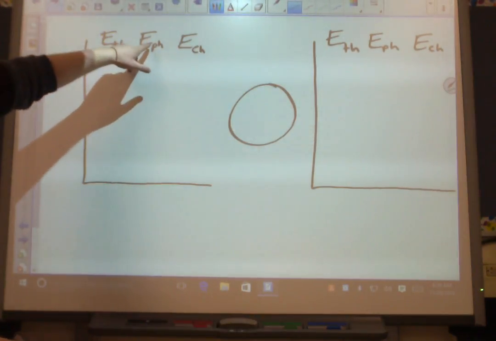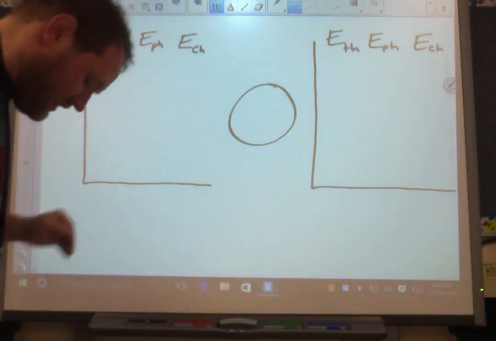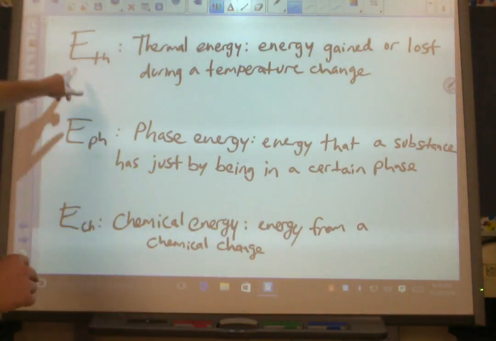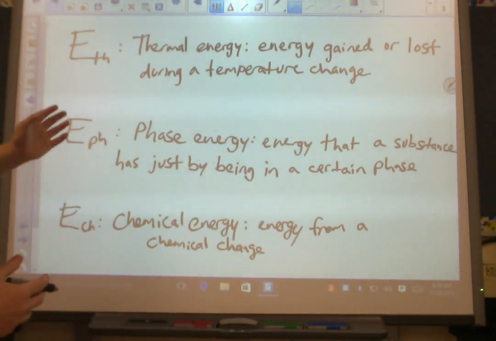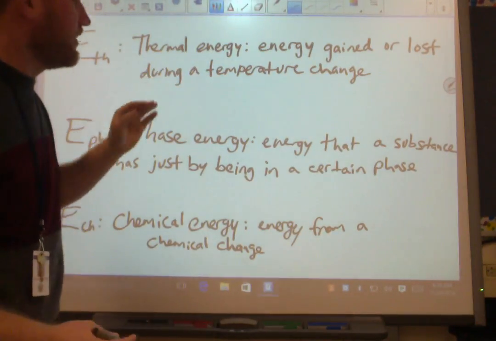Basically, it's thermal energy, phase energy, and chemical energy. We're going to be tracking that before and after to see what the differences are. So let's go through what these types of energy mean first. So ETH is thermal energy. That has to do with the temperature change. Okay, it's energy gained or lost during a temperature change.